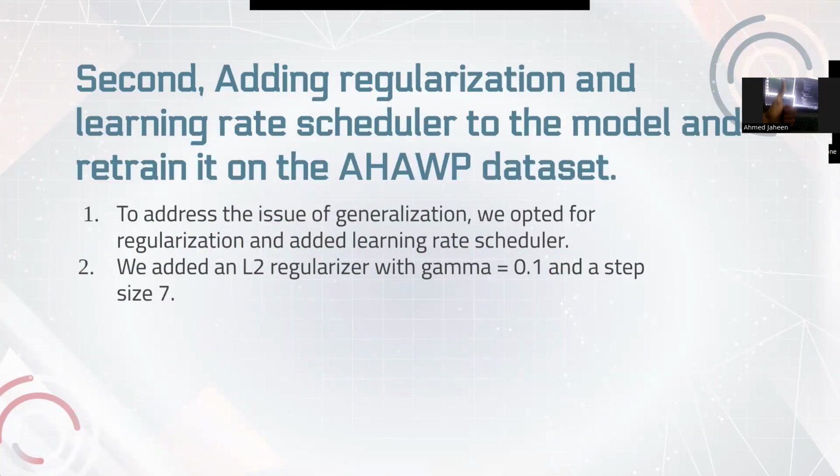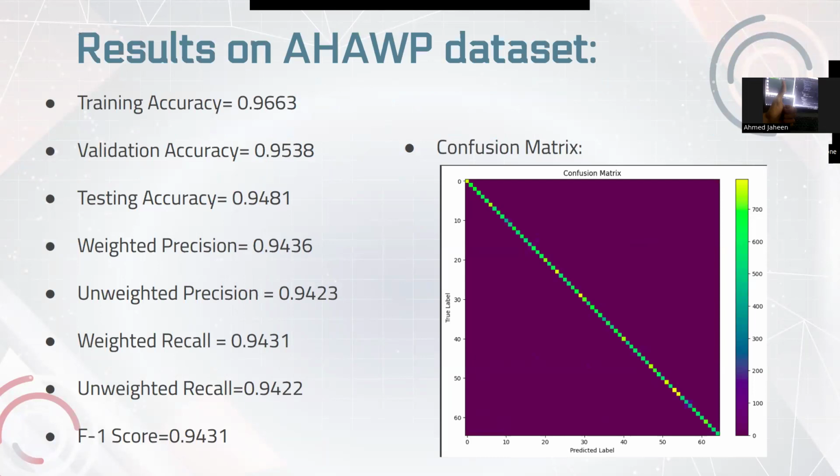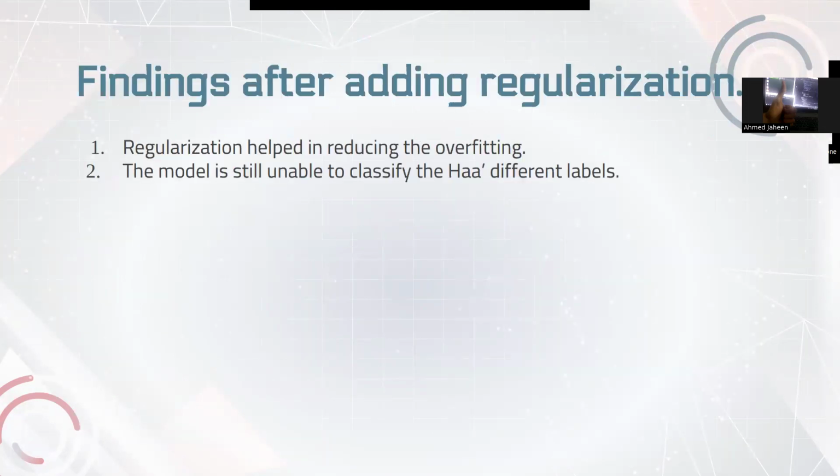And to address the issue of generalization, we added L2 regularization with gamma 0.1 and step size 7. Why these numbers? We experimented with different numbers and found these to be the best numbers we can use in this model. And this was the training accuracy and validation accuracy, which enhanced a lot after what we have done. And the regularization has been reducing the overfitting in the model. However, the model is unable to classify the different labels.